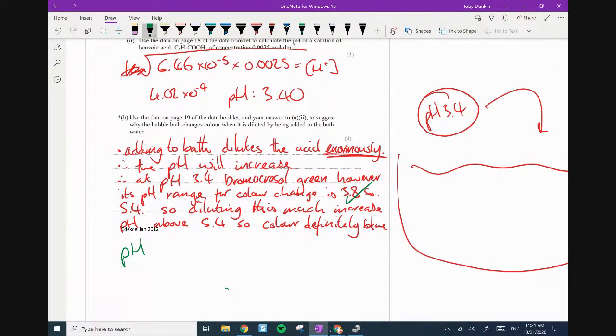I meant to say it here. That's what this was. At pH 3.4, bromocresol green, I was meant to say, is green. I'd lose the mark, definitely. It's vague. And obviously the exam says yellow. The data book says it's yellow.